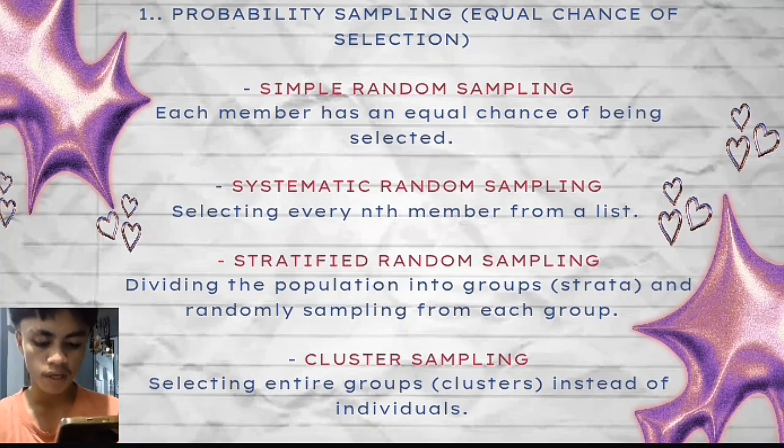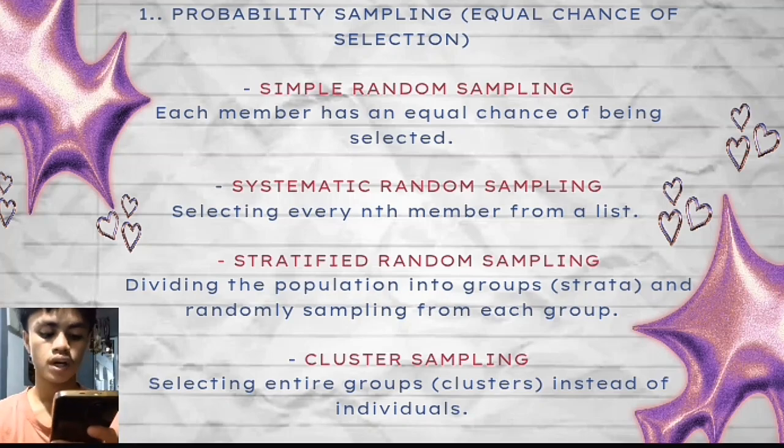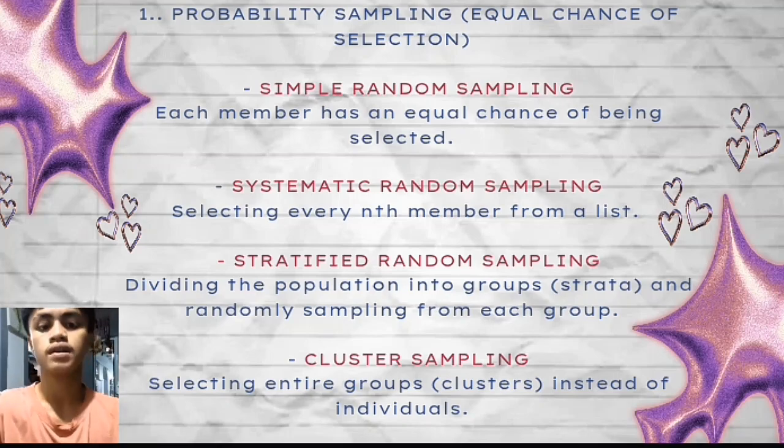Stratified random sampling. Dividing the population into groups and randomly sampling from each group. Cluster sampling. Selecting entire groups instead of individuals.